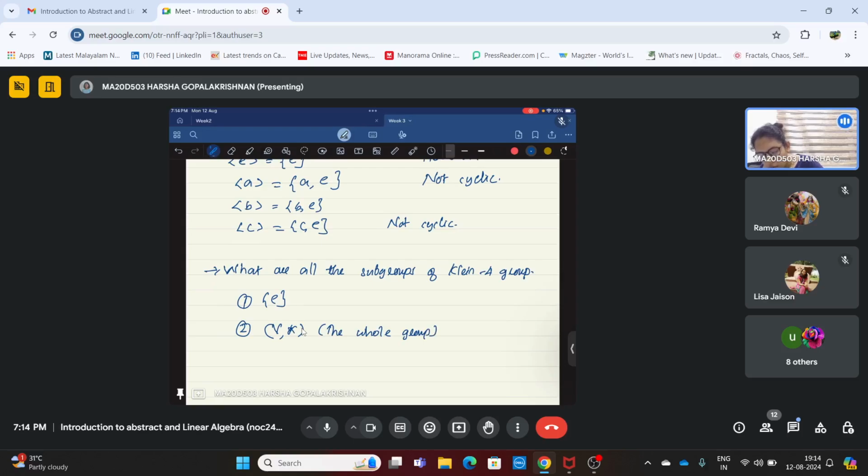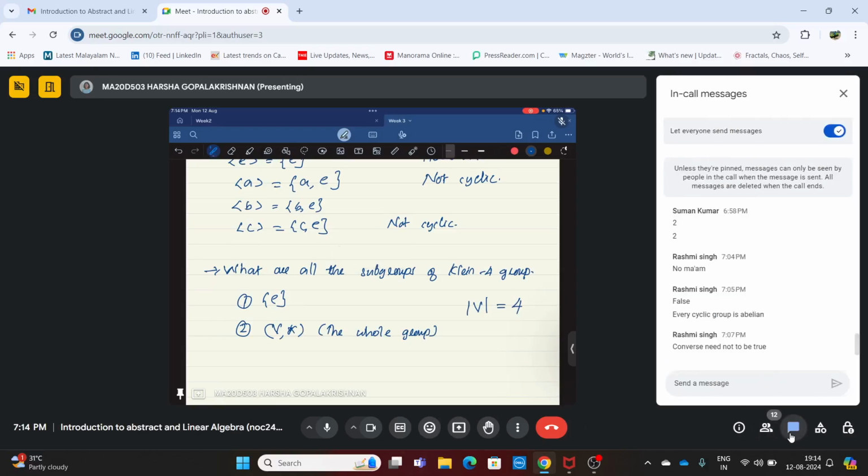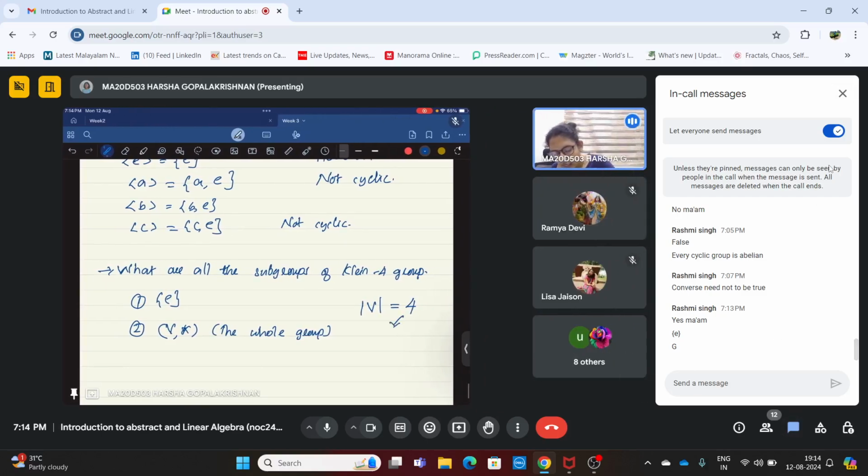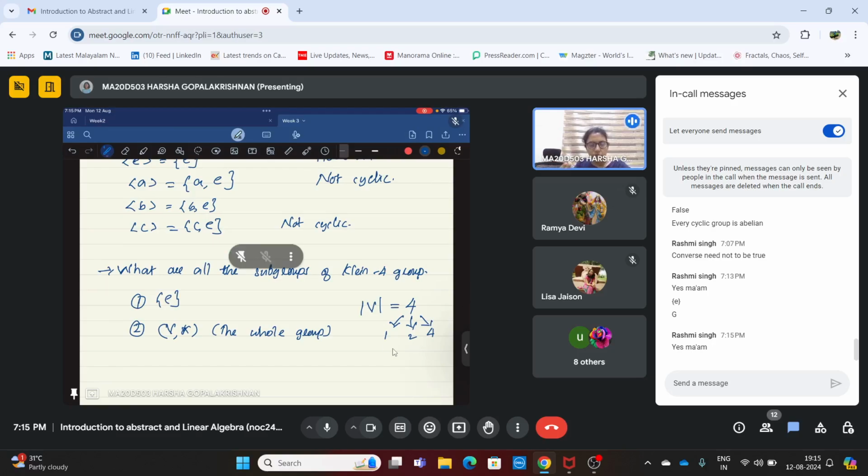Okay, so the order of the Klein-4 group is 4. So the possible subgroups have the order either 1 or 2 or 4, correct? Because if some subset is a subgroup, the order of that should divide the order of the original group. So the possibility is 1, 2, 4. 1 means it is the trivial group, the identity, and 4 means it is the whole group. So what are all the subgroups with cardinality 2? That is the only thing we need to see, and actually we have already seen those subgroups having cardinality 2.